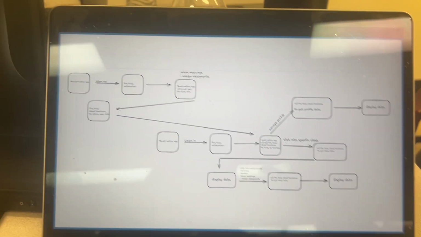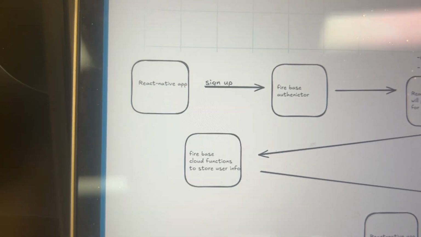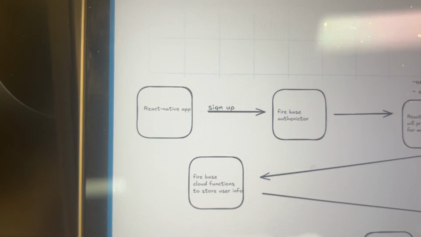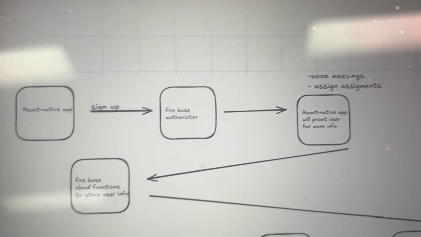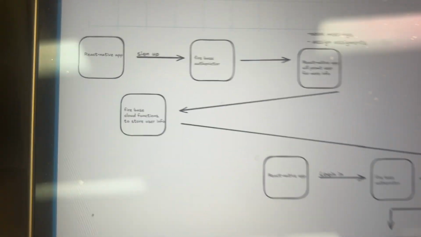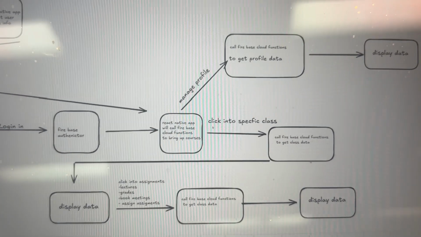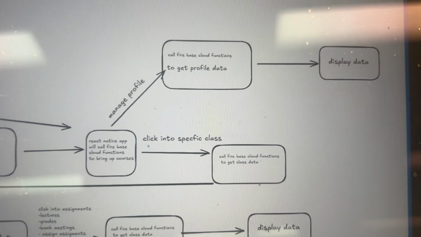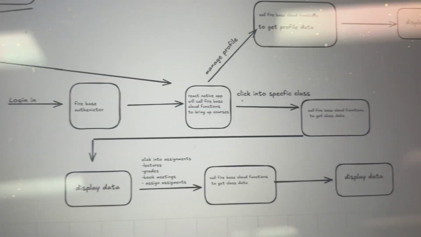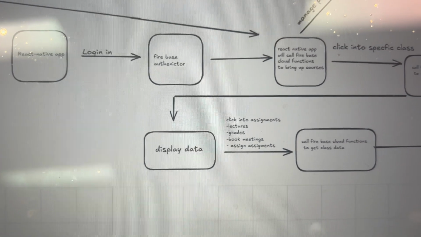So we have a little flow chart over here, and this basically details how a user would use our app. They would use our React Native app, sign up, and that would use Firebase Authenticator. We haven't fully implemented that yet, but once they are logged in, they'll have a lot of choices. They can go into a specific class, they can manage their profile, or once they go into a specific class, they can actually go to display data.